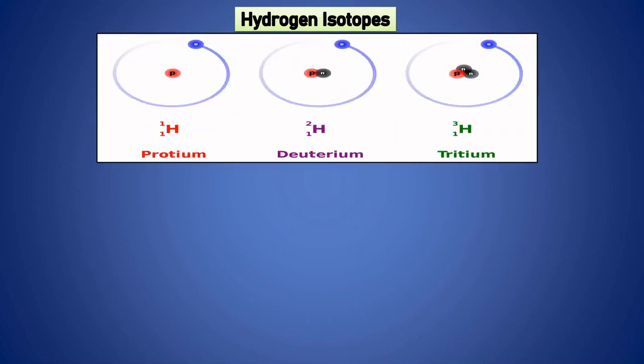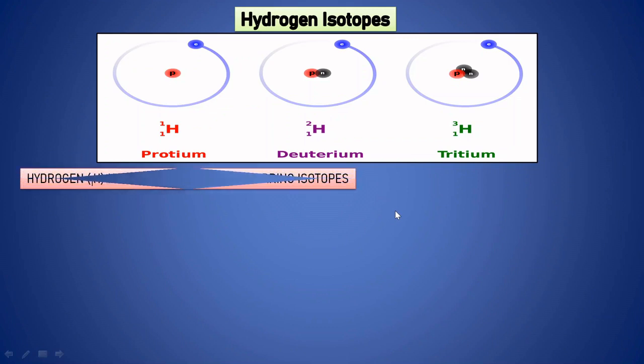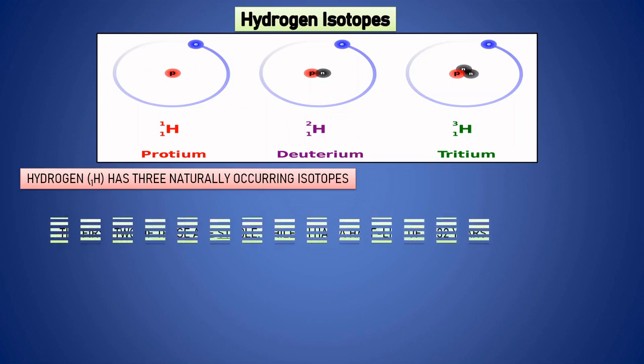Next, hydrogen isotopes. Hydrogen naturally has 3 isotopes. Those are 1H1, that is protium, 1H2, that is deuterium, and 1H3, that is tritium. These 3 are the natural hydrogen isotopes. There are other synthetic isotopes for hydrogen also, but these are the natural ones.